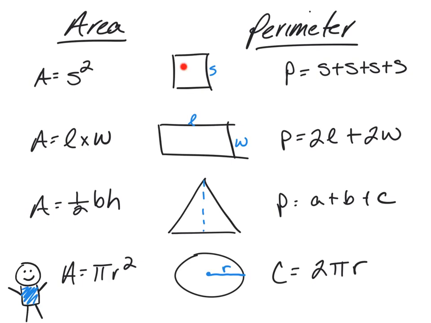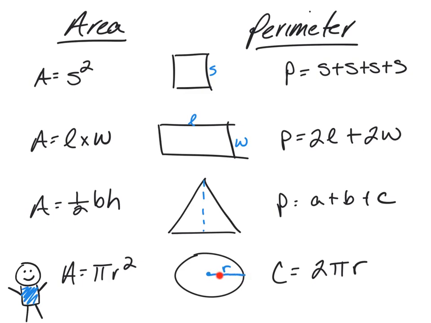So we're going to talk about the square, a rectangle, triangle, and circle. If you notice on the left, I have the area formulas for each one. The area of a square is side squared, so whatever one of your sides is, you just square it. The area of a rectangle would be your length times your width. The area of a triangle would be 1/2 the base times the height. And the area of a circle will be pi times the radius squared.